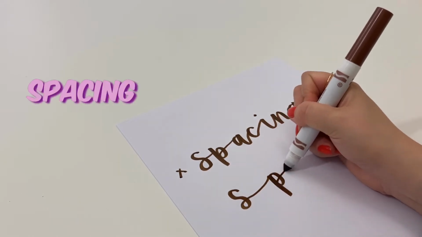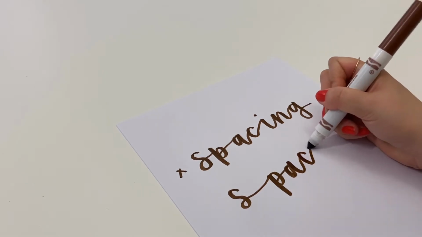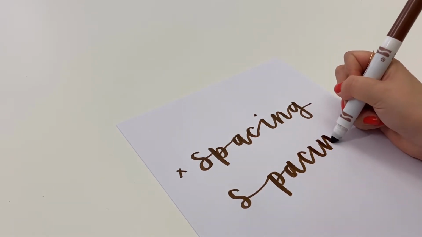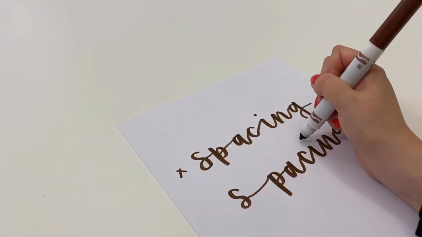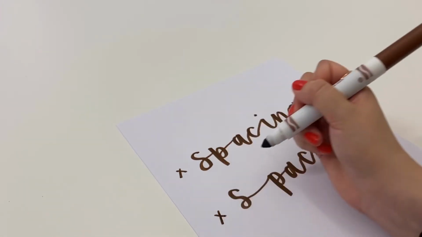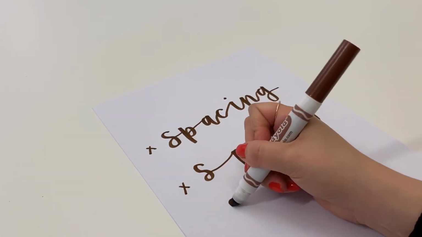Your letters should be spaced evenly. Connections between each letter should be consistent. Here are some examples of letters connected or spaced too far and too close.